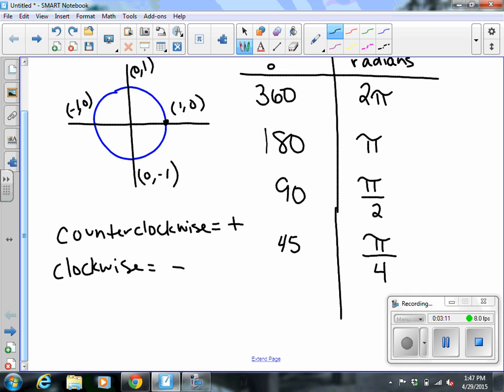So the first thing that we're going to work with is figuring out how to change degrees into radian measure. Okay, and with that, these are just some basic ones. These 4 you should know. You shouldn't have to convert them. You should be able to know these 4.